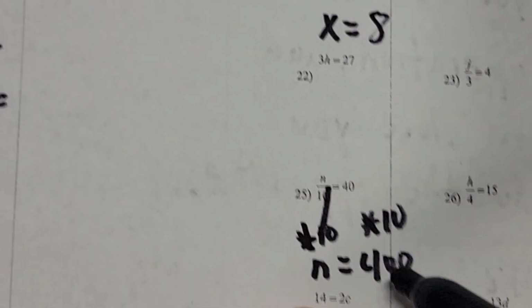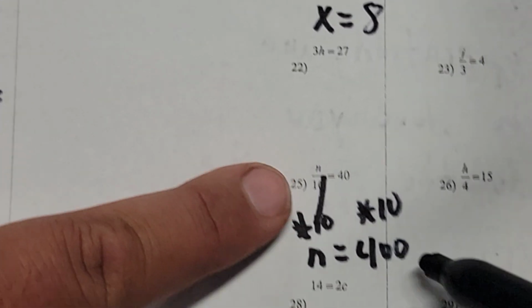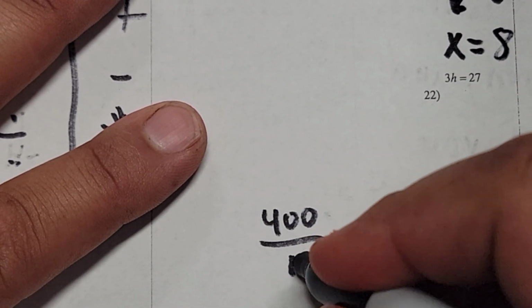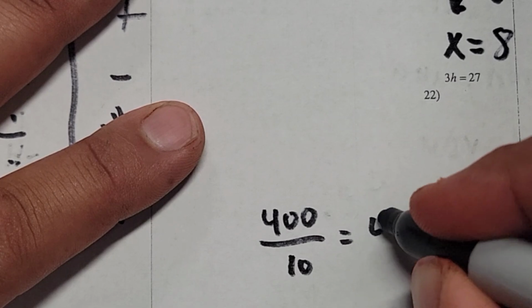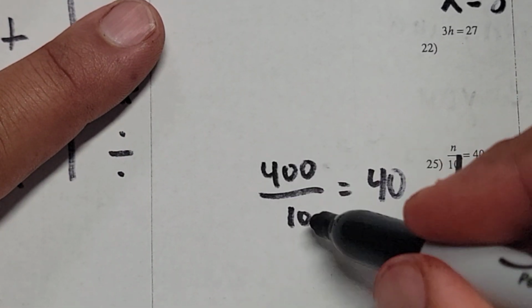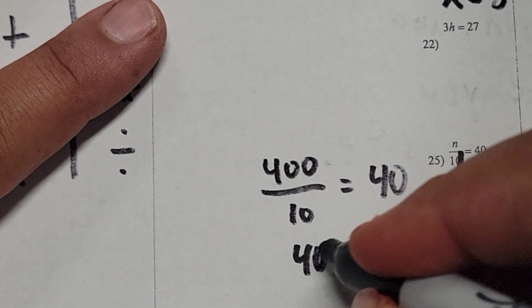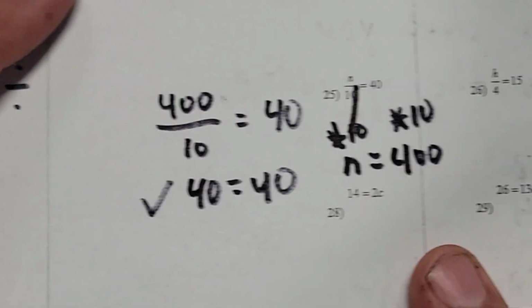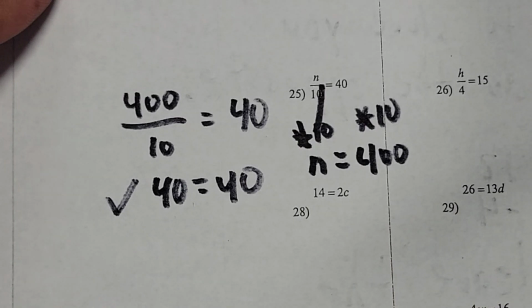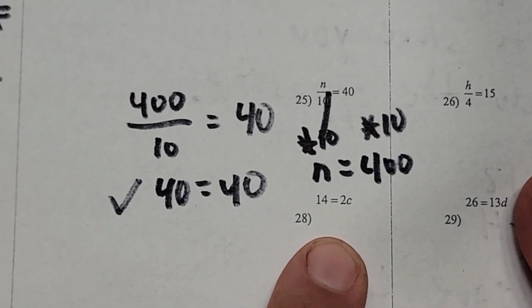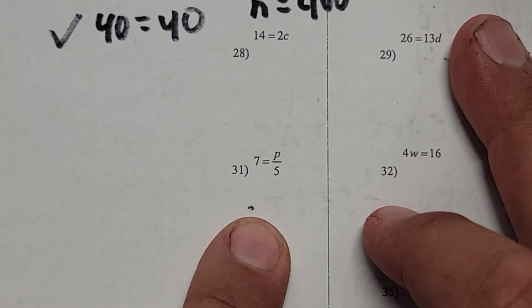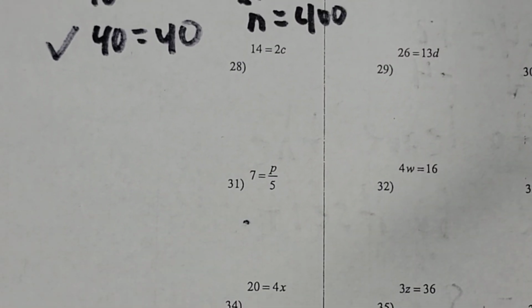Now remember, you can always check. I can put this in the original: 400 divided by 10 equals 40. If you put 400 divided by 10 in the calculator, you get 40 equals 40. So I checked it. Whenever you see the numbers together, that's multiplication. Whenever you see the fraction, that's division. So you have to do the opposite.